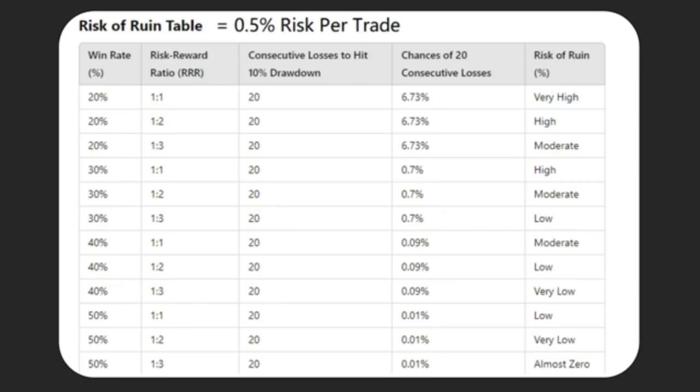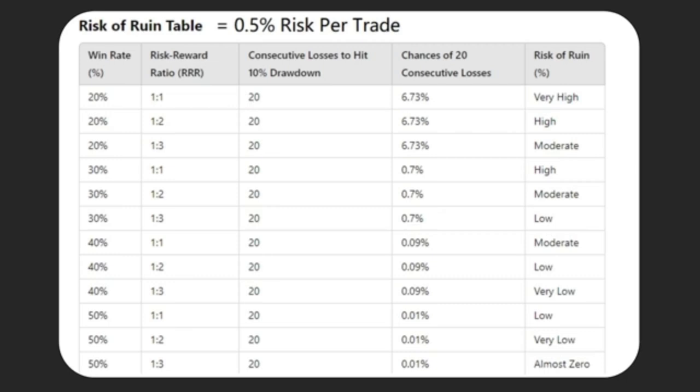We've got a 20% win rate all the way down to a 50% win rate. And then along with it, we've got the different combinations of those win rates with these different risk to reward ratios. We've got the 1 to 1, the 1 to 2, and last but not least, the 1 to 3 risk to reward ratio and their combination with win rates. Now you can see that if you have a 10% maximum drawdown and your risk per trade is 0.5%, then based on those metrics, it would take you at least a losing streak of 20 trades before you could blow your account.